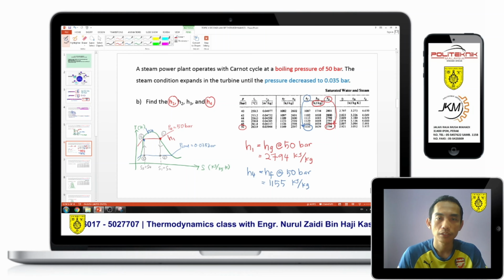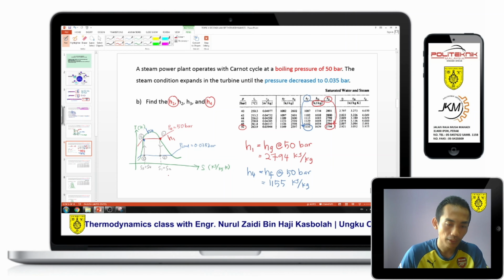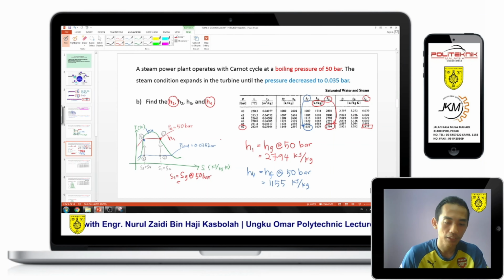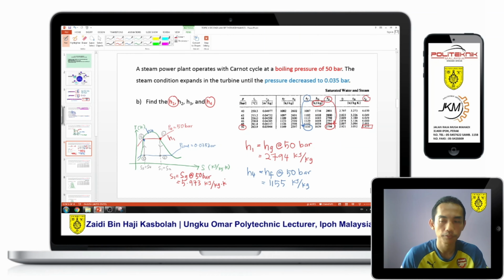By referring to the steam table also, you can find S1, the entropy at point number 1. S1 equals Sg at 50 bar. Sg at 50 bar is equal to 5.973. So S1 equals 5.973 kilojoule per kg dot Kelvin.